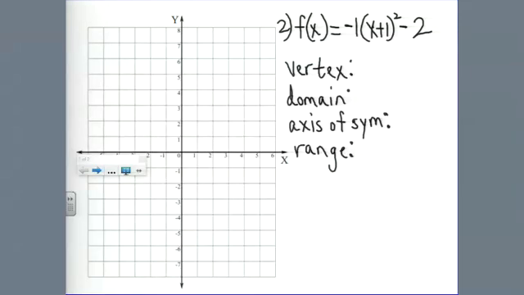First, let's identify A because it tells us exactly the type of graph we should get. Because A is negative, that means our parabola, when we graph it, should open down. It's an upside down cup.